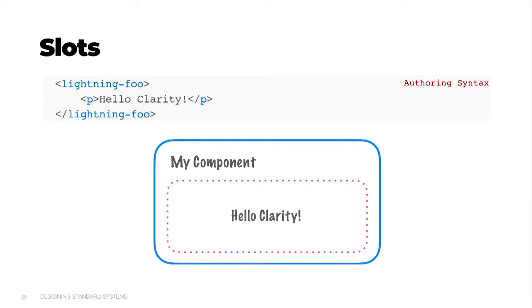So there's my component, H2. There's my slot that says Hello Clarity. And you can see that when I authored this component, I'm authoring my lightning foo, and then I just put Hello Clarity in there. I'm putting just a paragraph, and that is me as an author putting it in there. It's sort of like React. Anything that you want to, you can put into a slot. You know, it's like React Children.